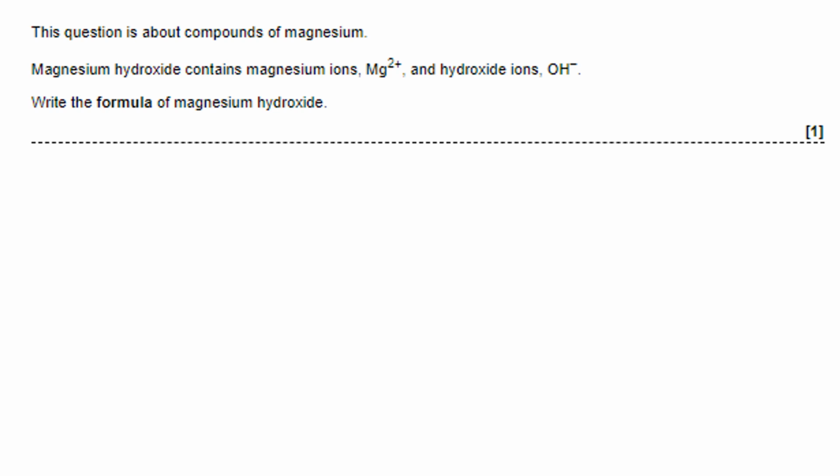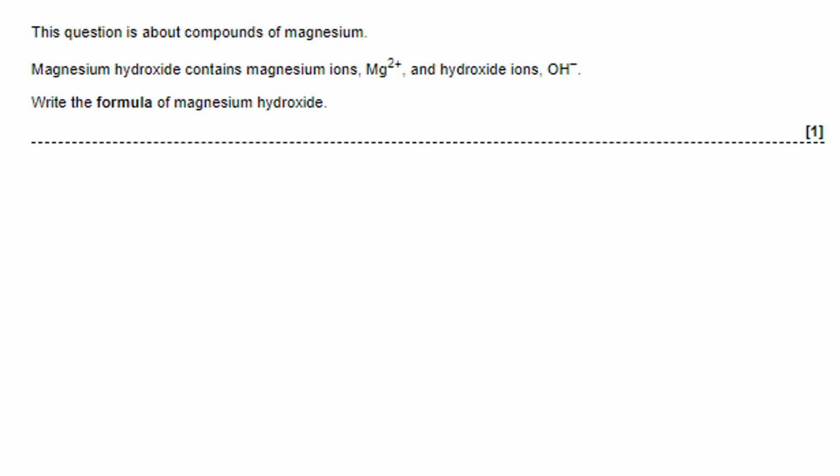Okay, so for this one again, let's have a look. This question is about compounds of magnesium. Magnesium hydroxide contains magnesium ions, so we've got Mg2+ there. It's not asking us to find it out. And hydroxide ions, OH-. So again, that's polyatomic. It's got the O and the H together, which could mean we're using a bracket. Write the formula of magnesium hydroxide.